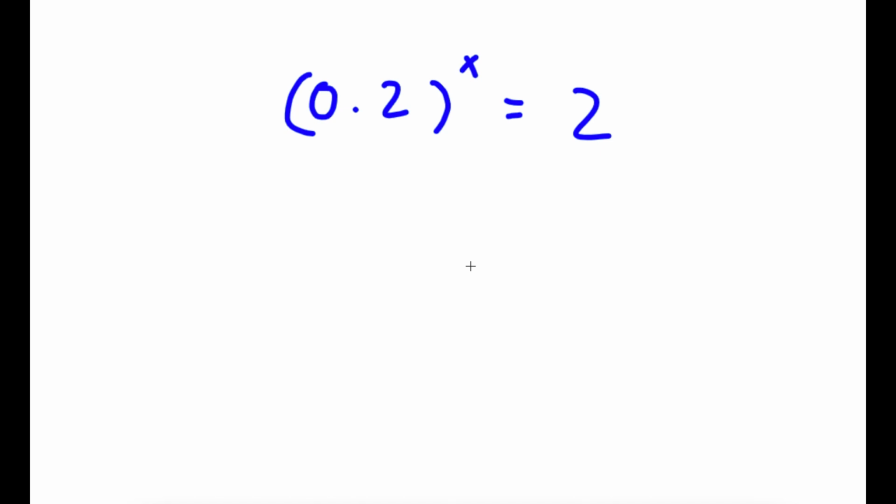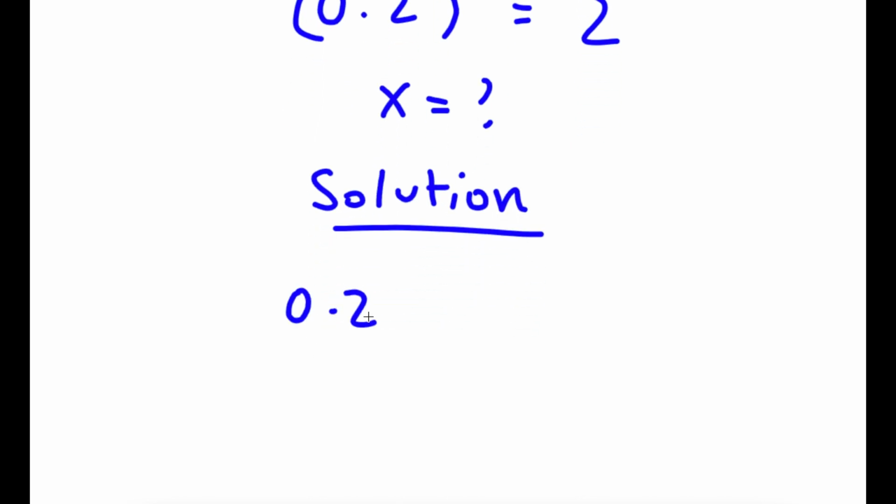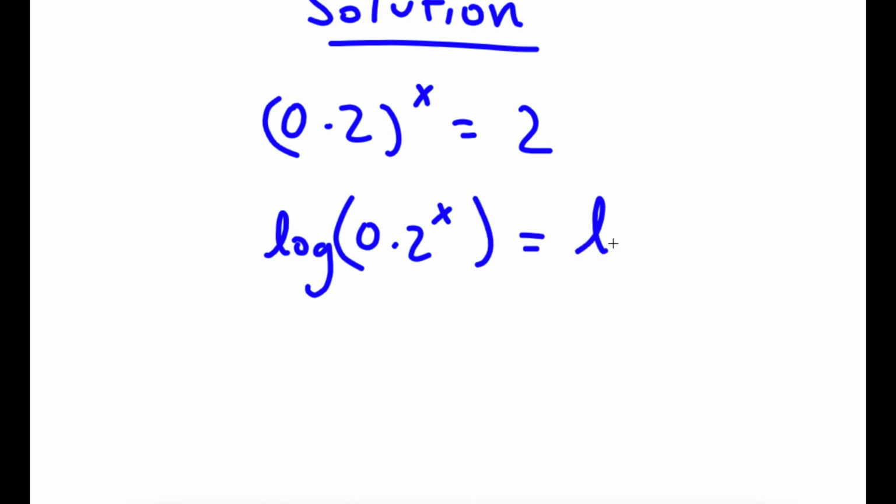Alright, so in this problem, I have 0.2 to the power of x is equal to 2. So for this problem, I want to find the value of x. So for my solution, first start with 0.2 to the power of x is equal to 2. Now I'm going to take the log on both sides. So I have log 0.2 to the power of x is equal to log 2.